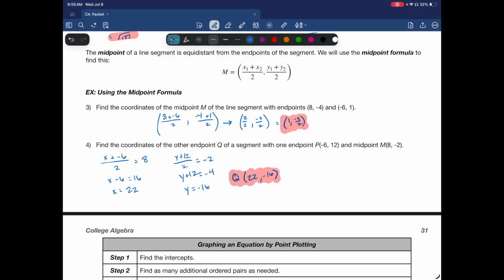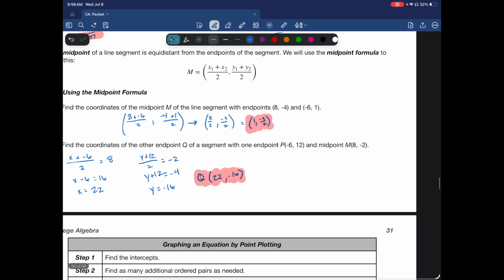Now, if you use the formula, that's how you would do it. You would average the x's and set it equal to the x value of the midpoint. You would set up the y's, average them, and set it equal to the y value of the midpoint, and then work it out algebraically. Here's another way I like to look at it.